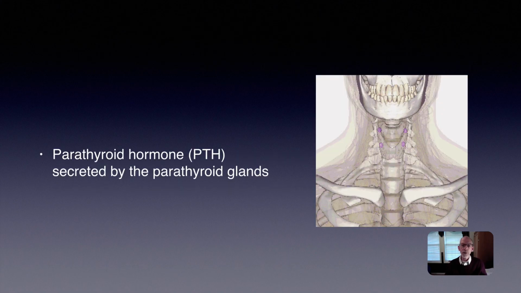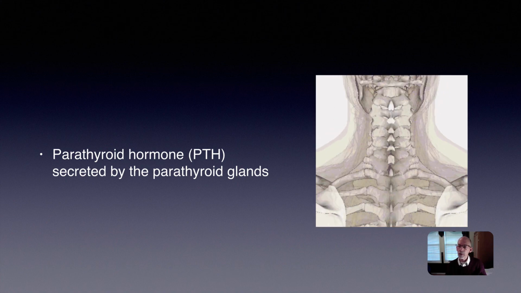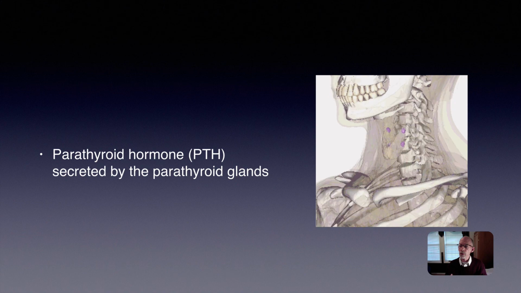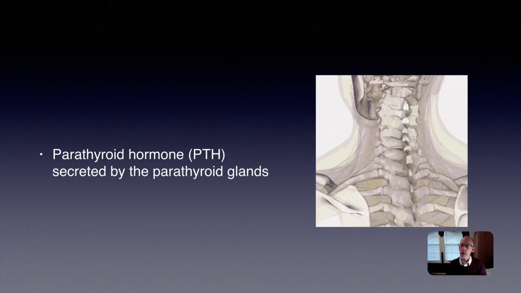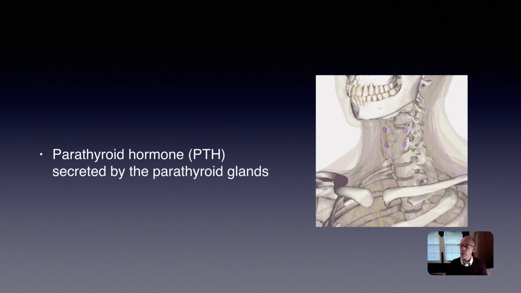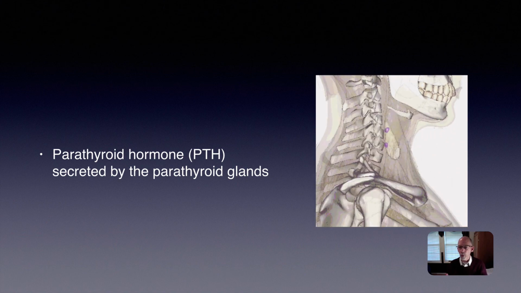So let's go back to the parathyroid hormone. Here you can see it is a hormone that is secreted by the parathyroid glands. The parathyroid glands are four little dots that are found on the posterior side of the thyroid gland. At least for most people, they have four. Some people have more than that.